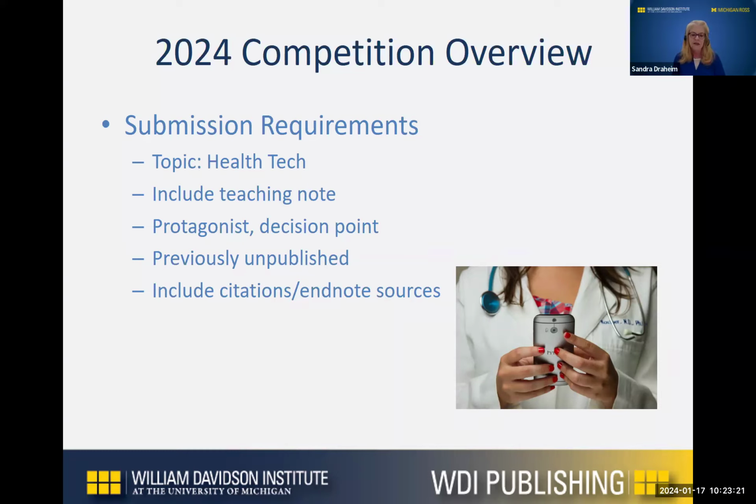It must be previously unpublished and not bound by any previous copyright. And that's because we plan to publish the winning cases ourselves. We wouldn't want to infringe on someone else's copyright. And the case and sometimes the teaching note must include citations and endnote sources with attributable sources for the information in the case.